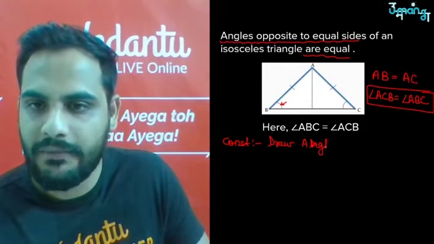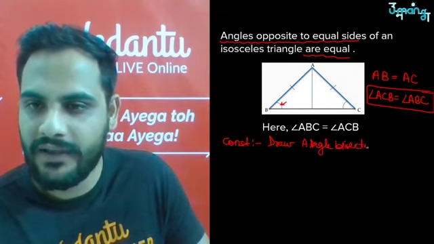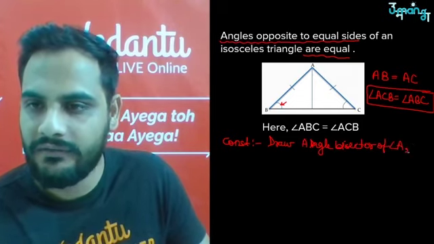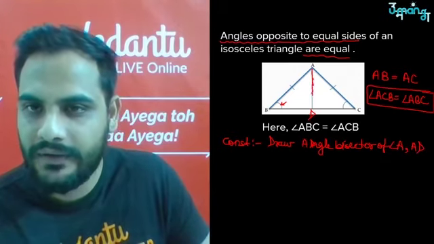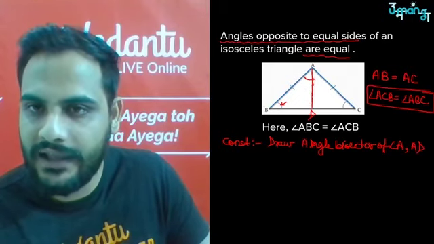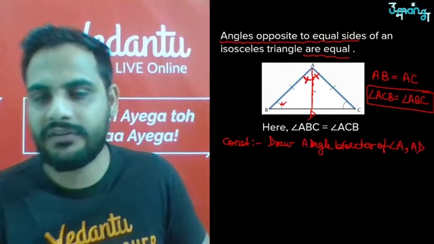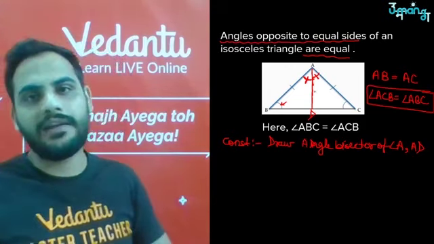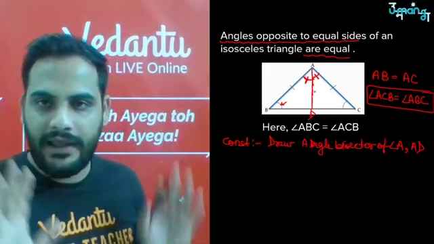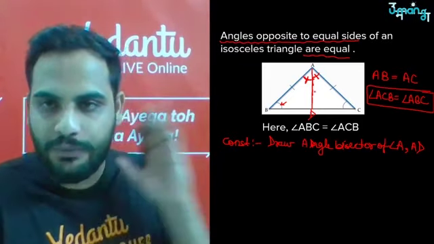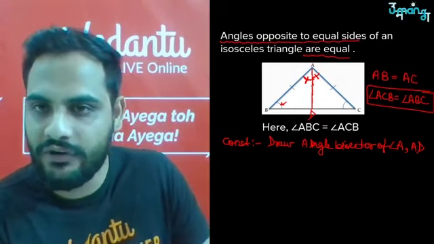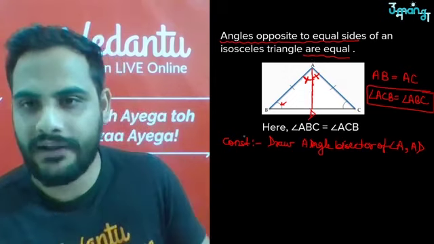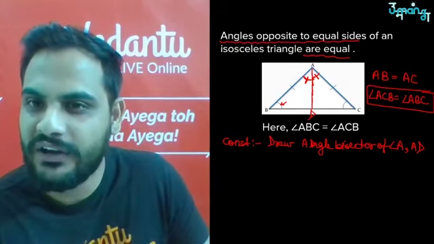Draw the angle bisector of angle A, which is AD. So what I have done is drawn this AD, which is the angle bisector. If it is the angle bisector, I can say these two angles are equal by construction. Now understand what I'll do. To prove that angle B and angle C are equal, after drawing this AD, I have got two triangles. One is triangle ABD, and one is triangle ACD.